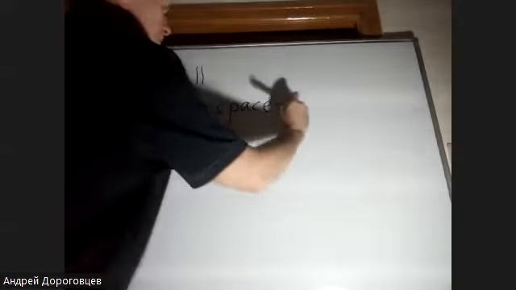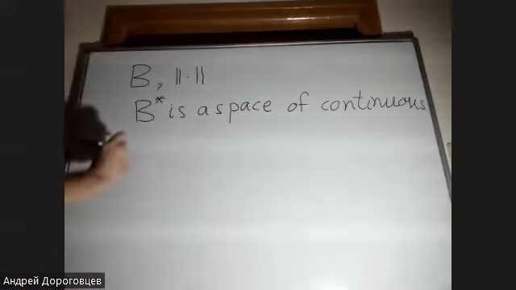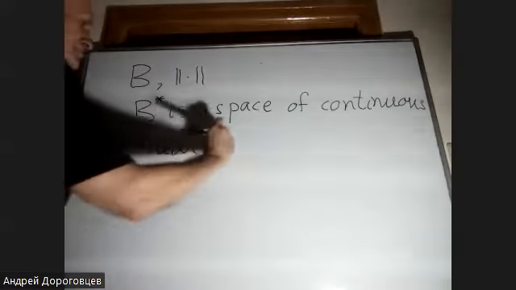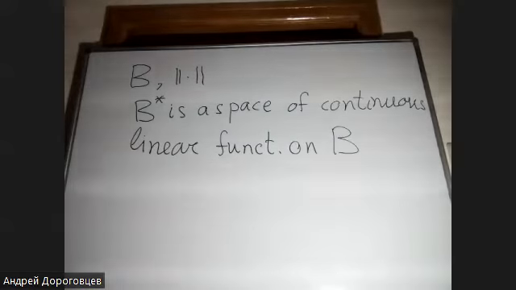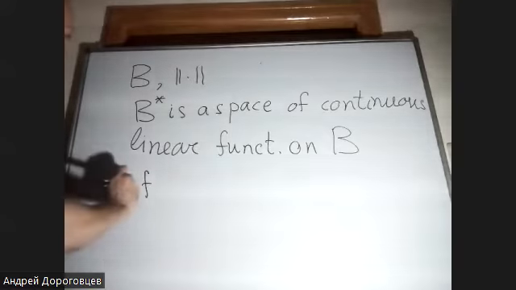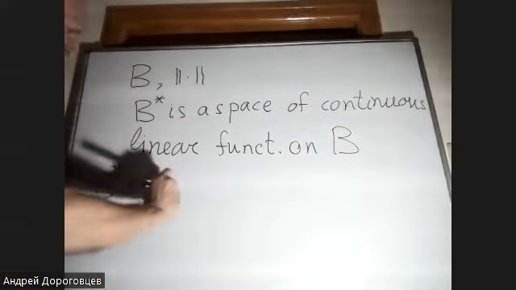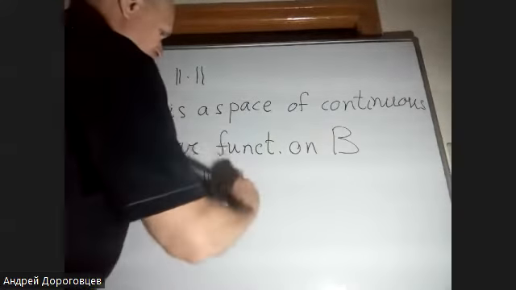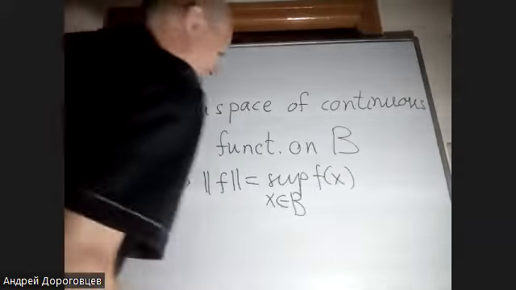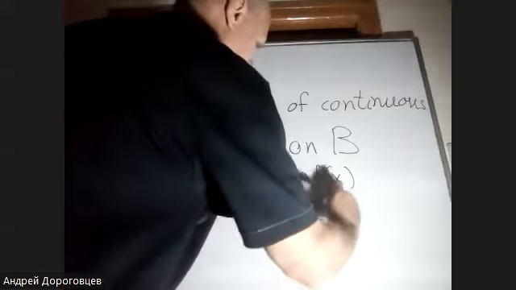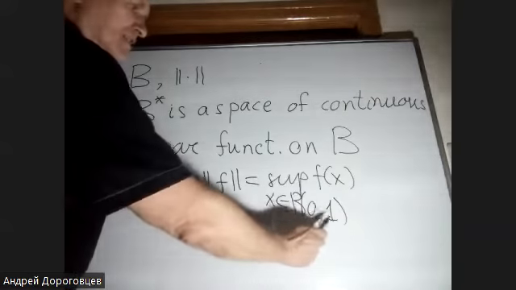the set of continuous linear functionals. So B star is a space of continuous linear functions on B. We define the norm of F for the element of B star as follows. Norm of F is a sup over x which belongs to B(0,1), |F(x)|. Here B(0,1) is the ball with the center at 0 and radius 1.